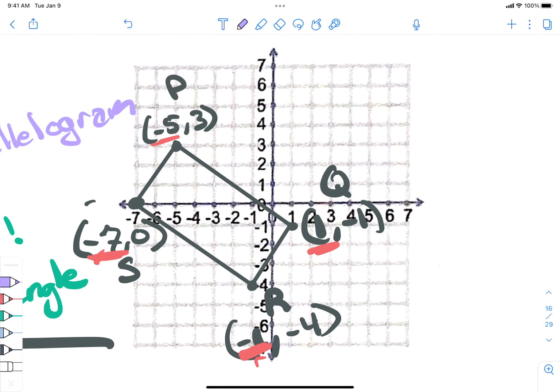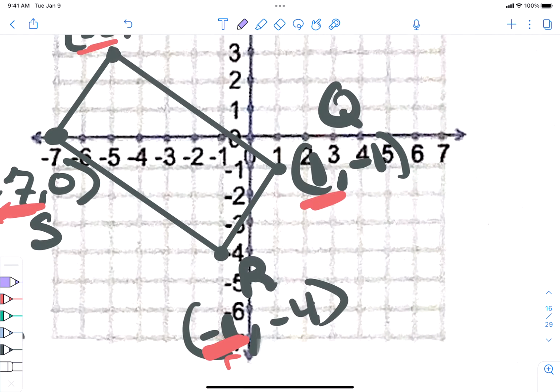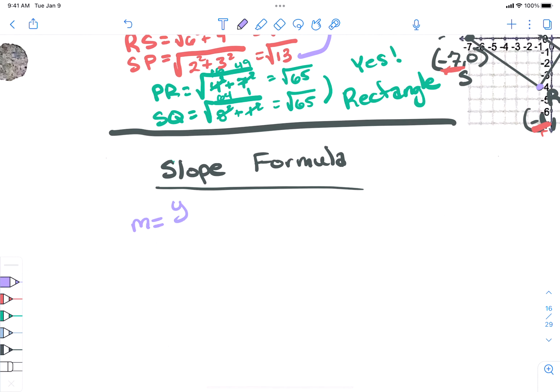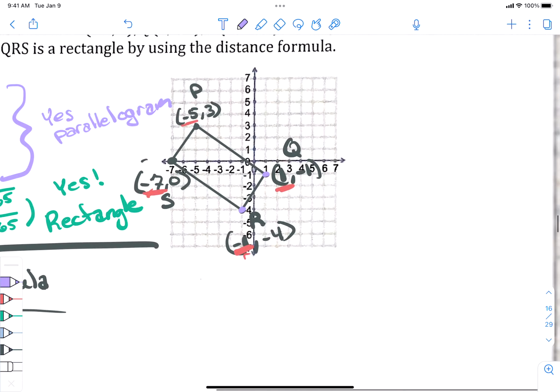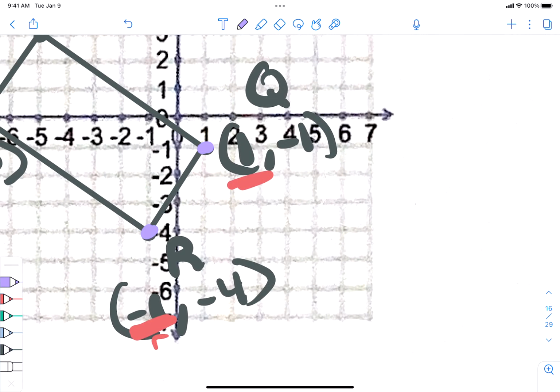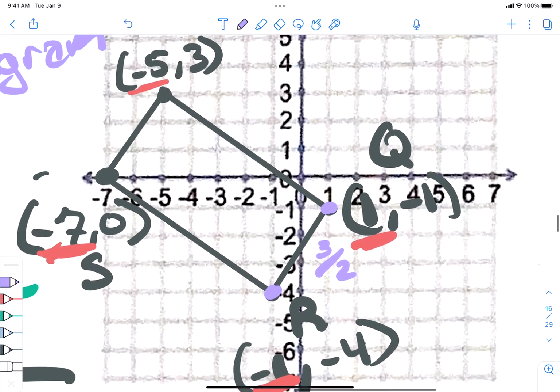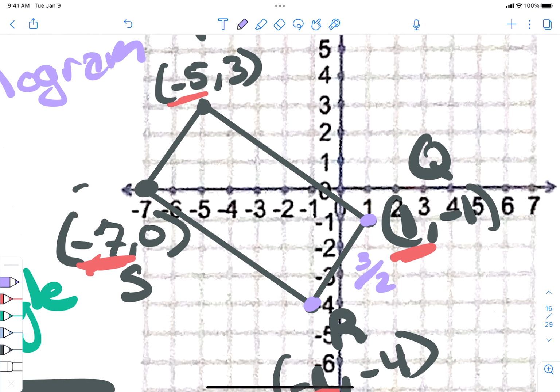So just count up. Since we have it drawn, let's count up and count over. So from this point to this point, how many is going up and over? How would you do that if it wasn't drawn? If it's not drawn, you do y2 minus y1 over x2 minus x1. Since we have them drawn, we'll just count up and over. This guy has a slope of up 3 and over 2, yeah? Okay, let's check his opposite. Is he also up 3 and over 2? Yes. So those two are parallel.